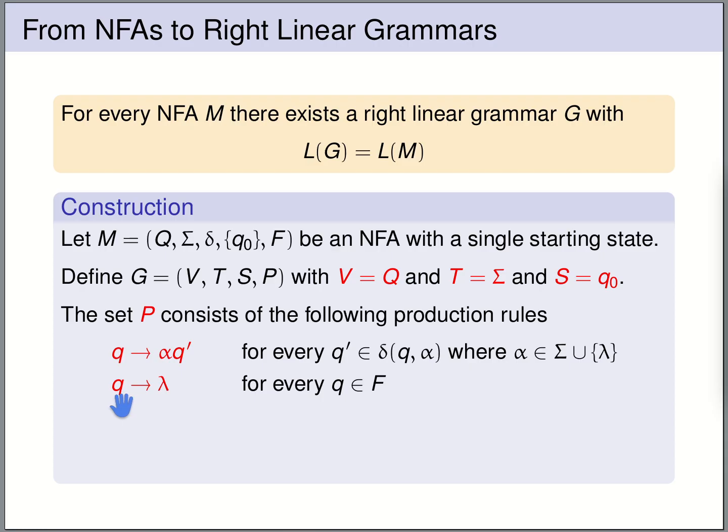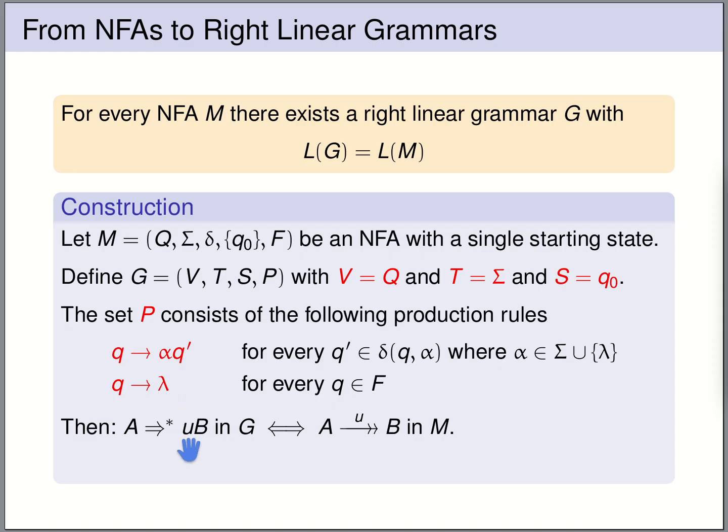Moreover, we have production rules Q can rewrite to lambda for every final state Q of the automaton. Because we somehow have to be able to say that we accept the word. In the grammar, this means that we have to erase the variables and produce a terminal word. So we have to be able to erase the last variable, and we rewrite to lambda.